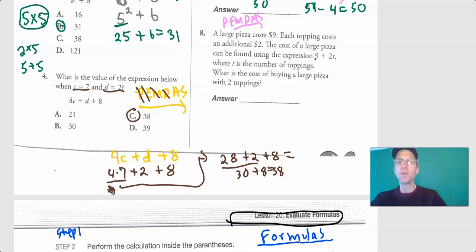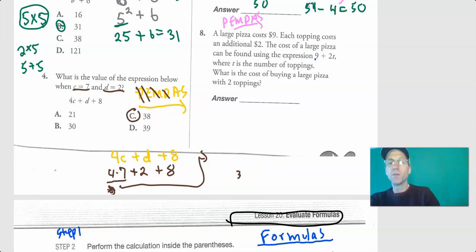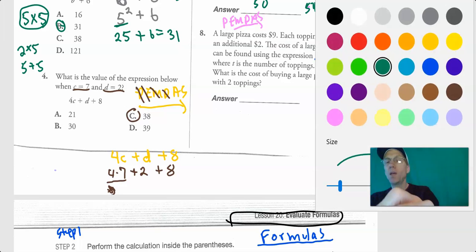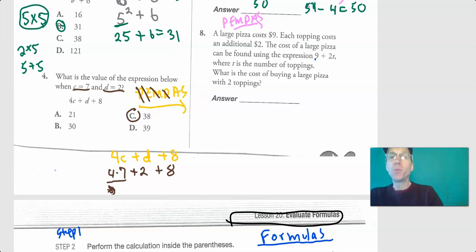All right, let's take a look at this one here. I'm going to erase some of this work because I might need some more space down here. How about a brown? Each large pizza costs $9. Each topping costs an additional $2. So if you have pepperoni, that's $2. If you have a topping of olives, that's another $2, right?